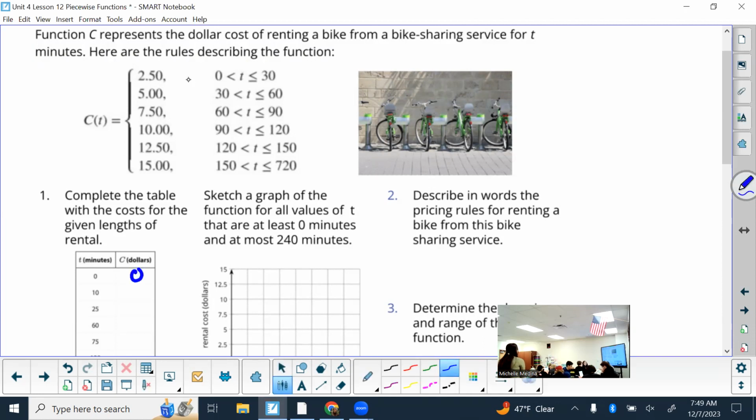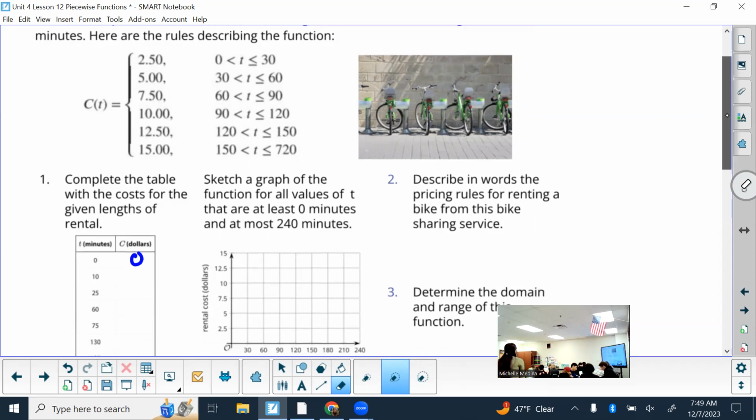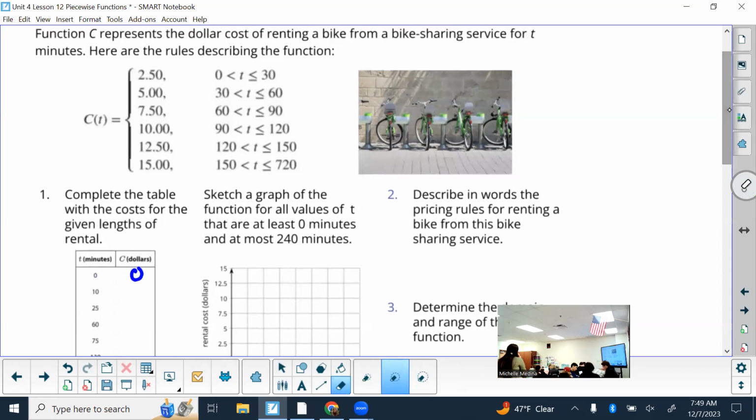All right, class, agree? That's probably the only thing that makes sense, right? Why would they charge you if you're not riding it at all? But also if you look at the rules, remember the T is my input. So look where the T's are. This doesn't say including 0, right? There's no little line underneath. So it's not $2.50 for that one. I know sometimes it's questionable whether or not you include the 0 on your graph. I say include it. I've seen it more times than not on your test where the 0 is included.